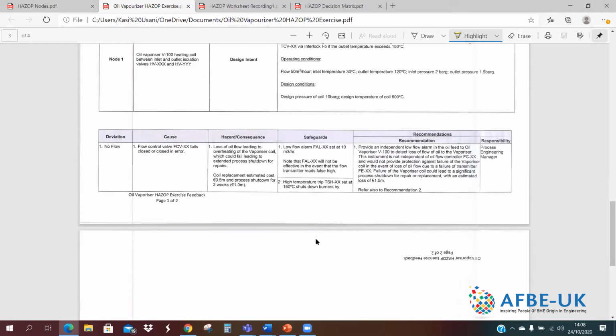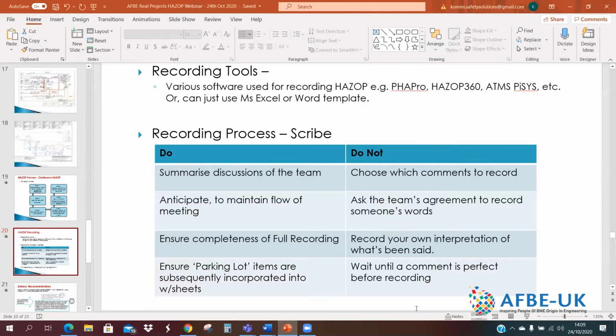We've overshot the time a bit, but we did have problems at the start. So that's the HAZOP worksheet there. I'll just go back to presentation mode and run through the rest.